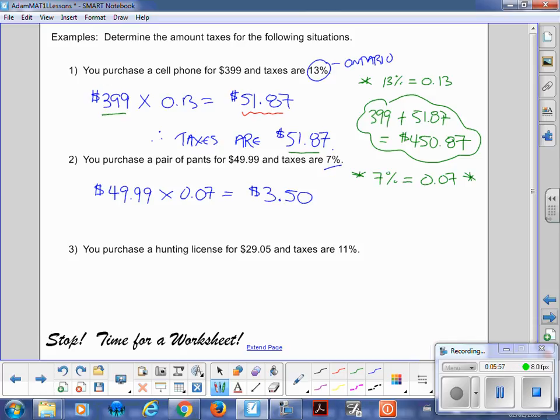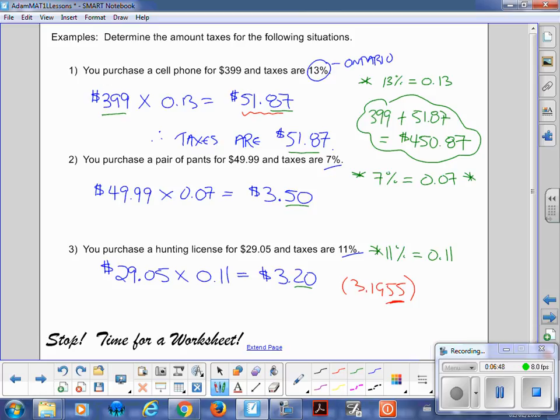Okay, and finally, 11%. 11% is approximately what Michigan's tax rate is. So you can see every province, every state has its own tax rate. I'm just trying to give you a bit of a variety because doing 13% all the time is not very exciting. So the 11%, we need to write it as a decimal. So it's 0.11. So $29.05 for your hunting license, and you're going to have to pay an extra $3.20. Make sure you always round to 2 decimal places. All our money is 2 decimal places. So when you do your calculator, this really came out to be 3.1955. We don't go out to that many decimal places. We always go to 2 decimal places, so it's $3.20.